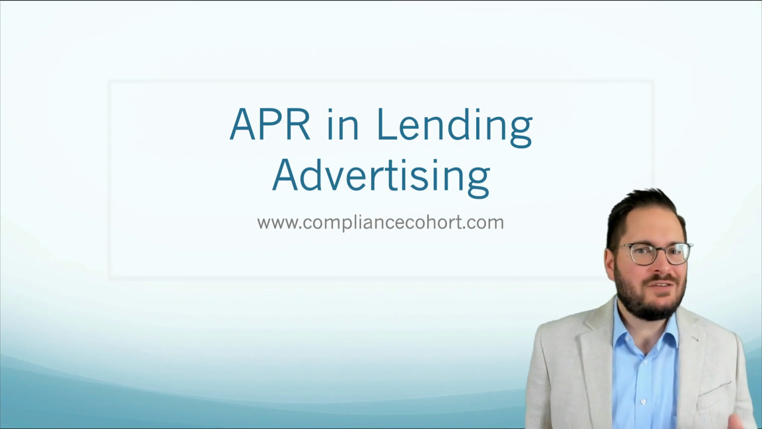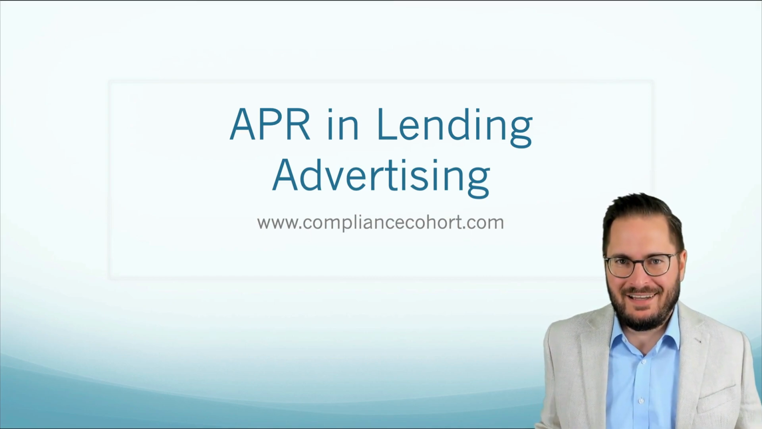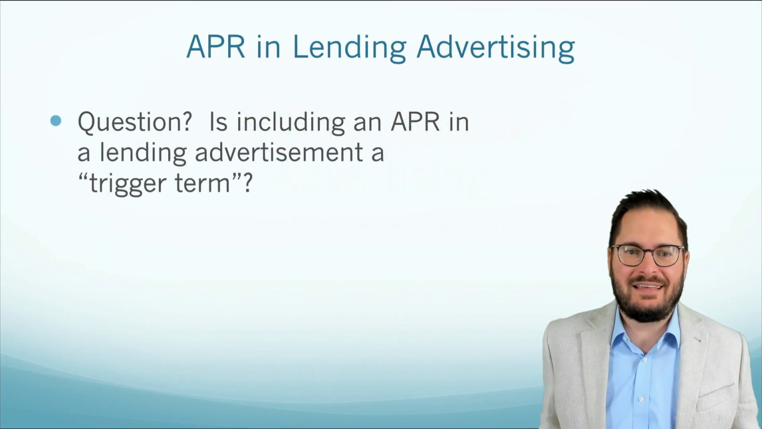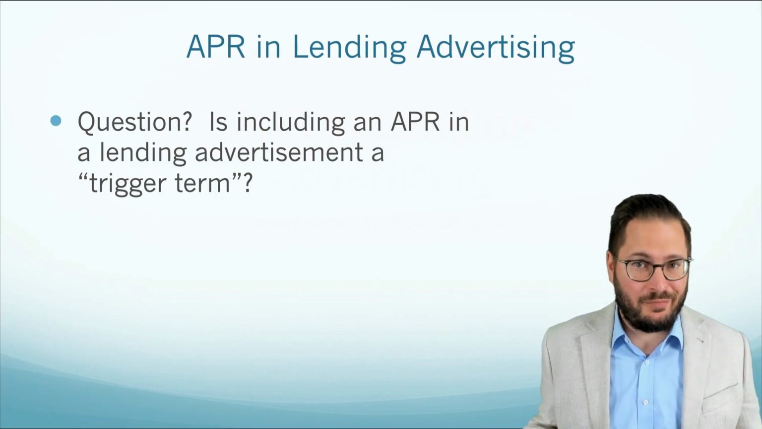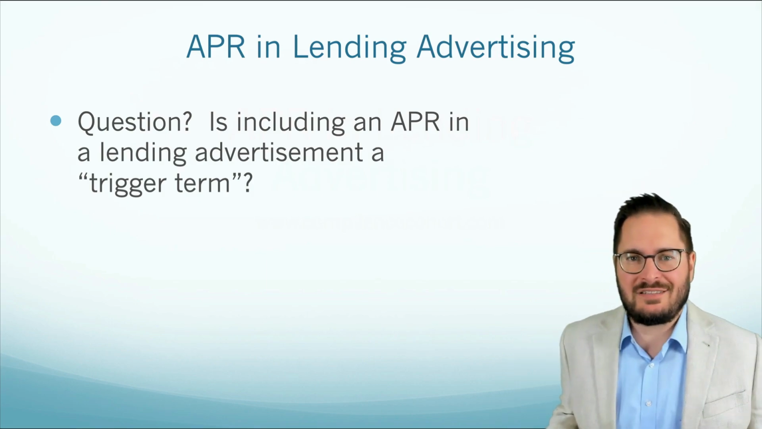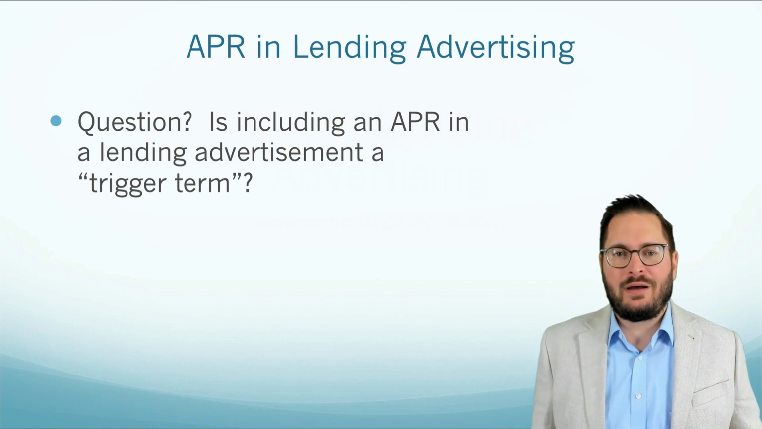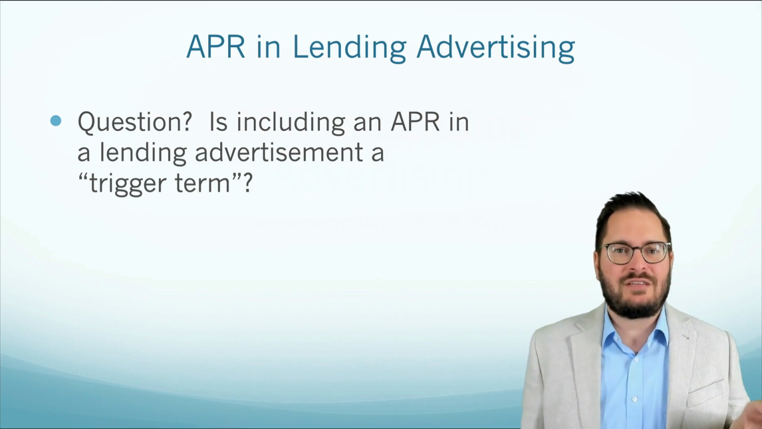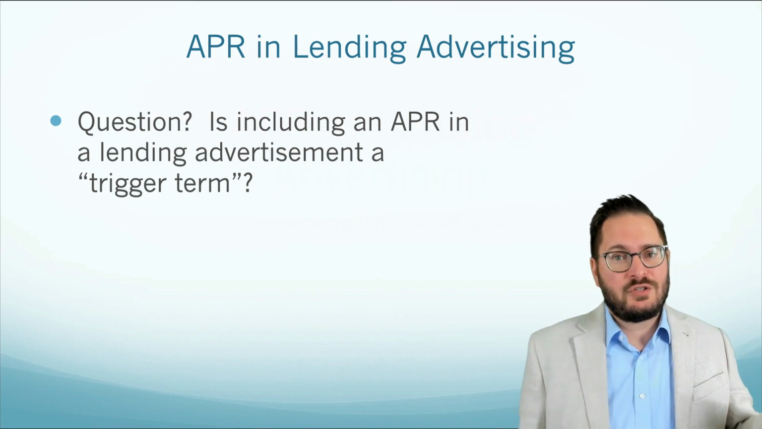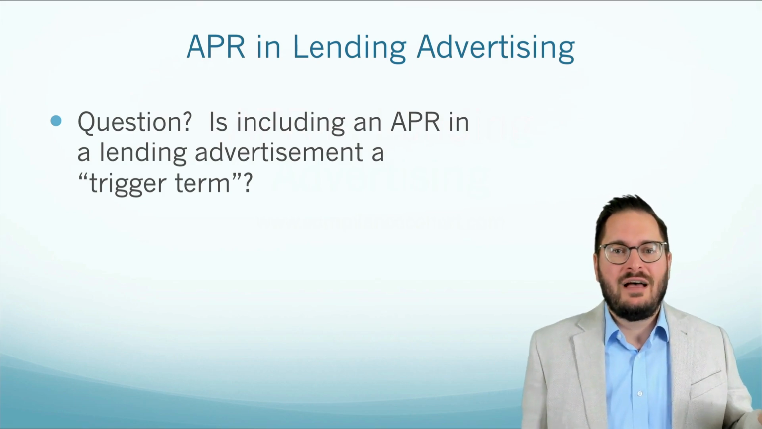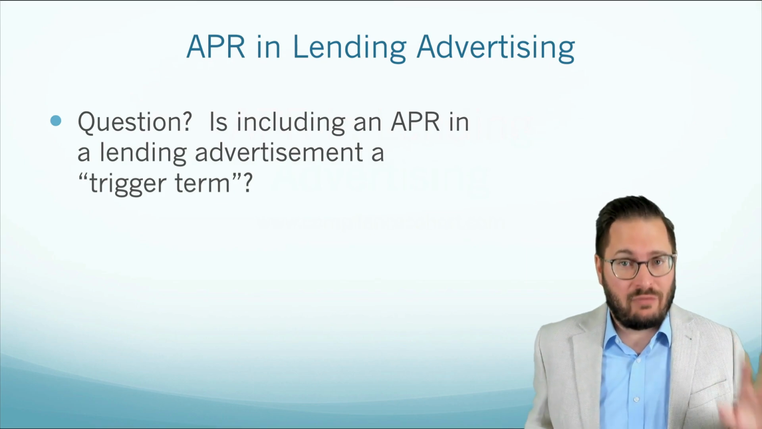This compliance clip is going to talk briefly about using the APR in lending advertisements. So the question we have is this: is including an APR in a lending advertisement a trigger term? Great question. In Regulation Z, there are multiple trigger terms, in fact, where if you use a certain trigger term in an advertisement, it triggers additional disclosures. So the trigger term trips a wire that essentially requires additional disclosures to be included in that advertisement as required by Regulation Z.